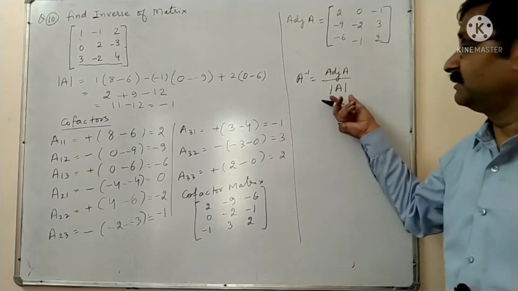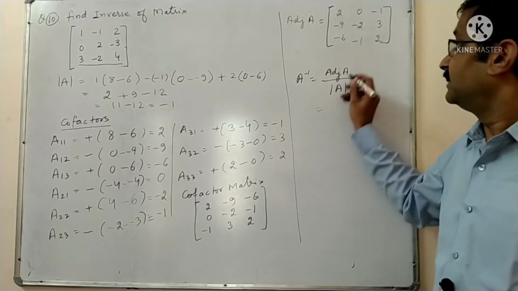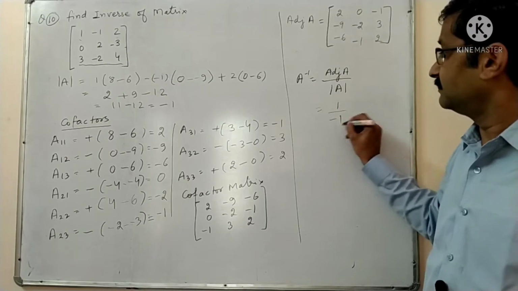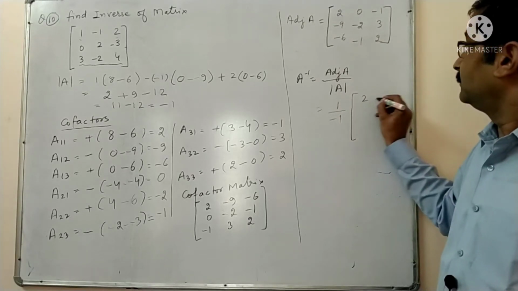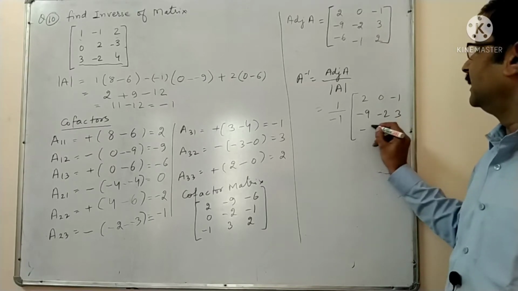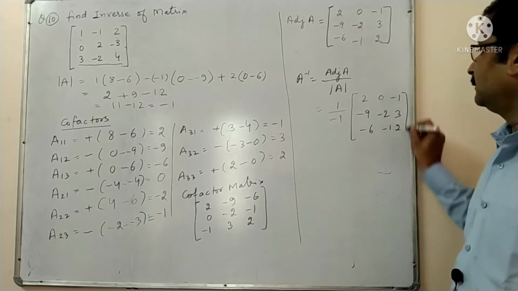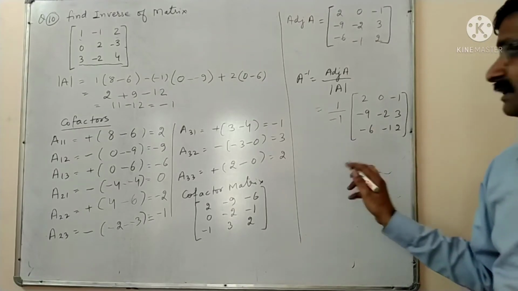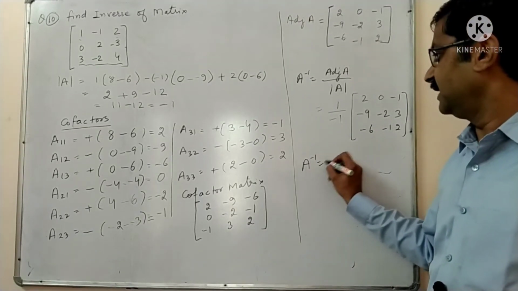Okay, so the determinant A value you will put here. So adjoint A is as it is you can write, and determinant A is minus 1, so minus 1, and this you can write 2, 0, minus 1, minus 9, minus 2 and 3, minus 6, minus 1 and 2. Look here, this is only minus 1, so you can multiply all the elements by minus 1. So this is A inverse. A inverse we get here.